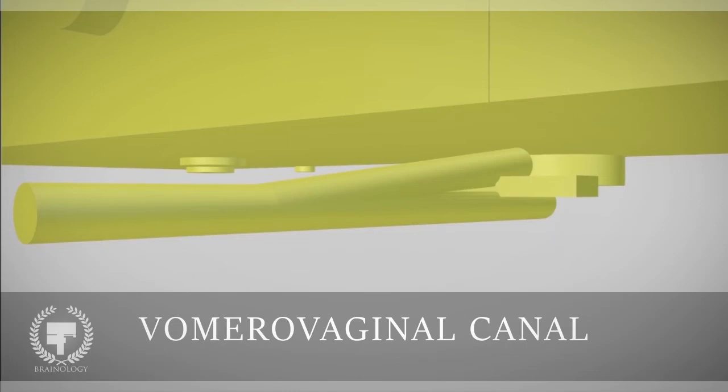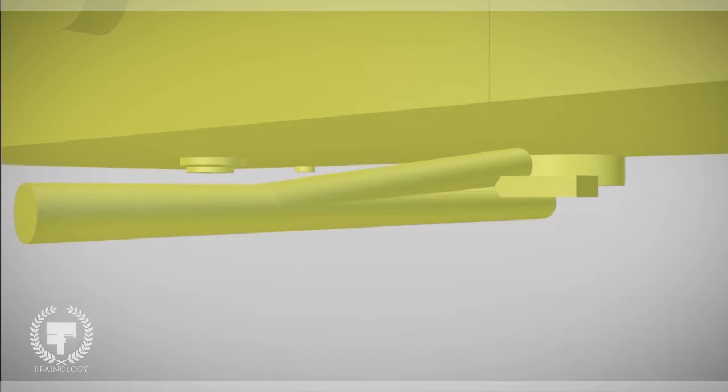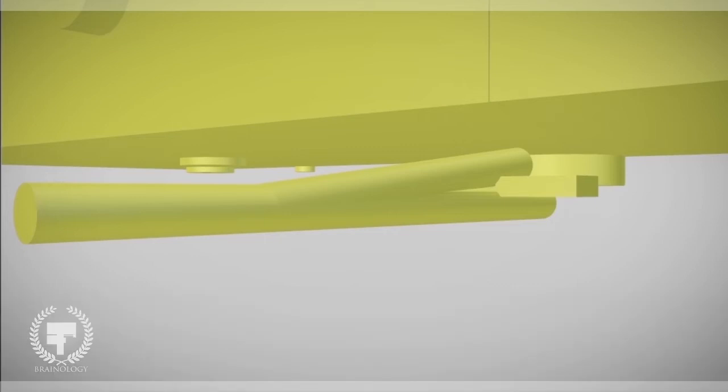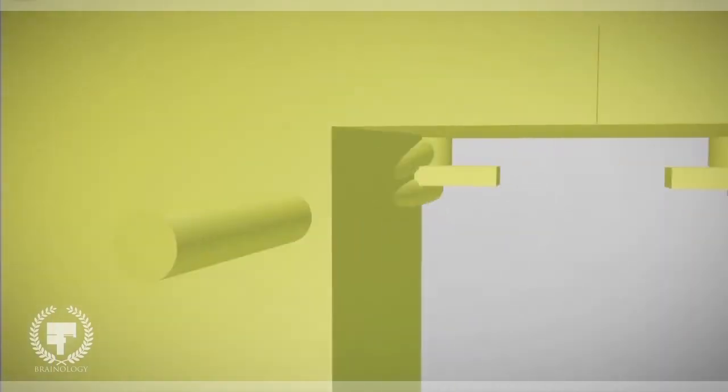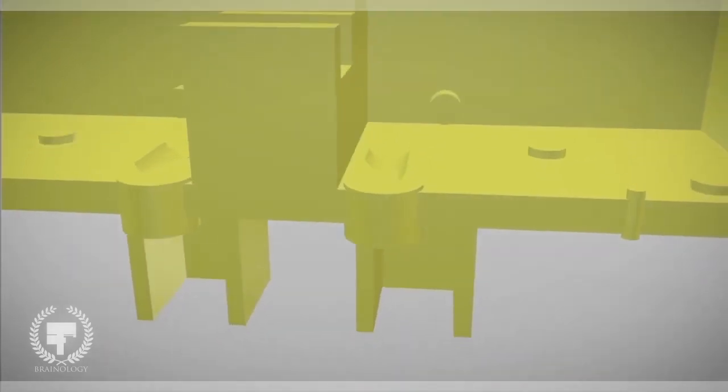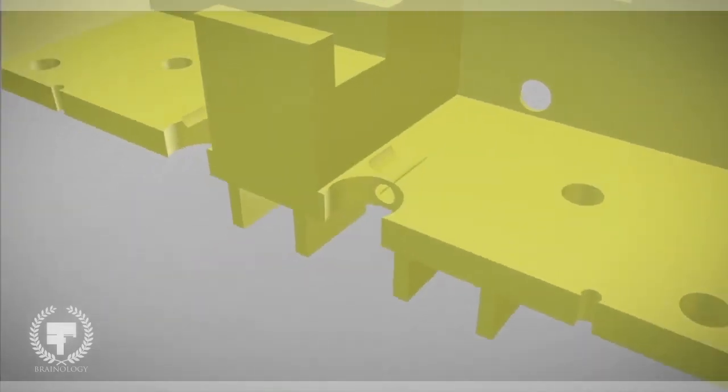You will understand the name when we add up the vomer and the palatine bone in later videos. But for this moment, just remember the superior segment of the canal is called the vomerovaginal canal, and this inferior part of the canal is called the pharyngeal canal, aka palatovaginal canal. And they are both contained in the medial plate of the pterygoid process. Now, let's convert all of these rods into true foramen. So now you can see and appreciate all the foramina.